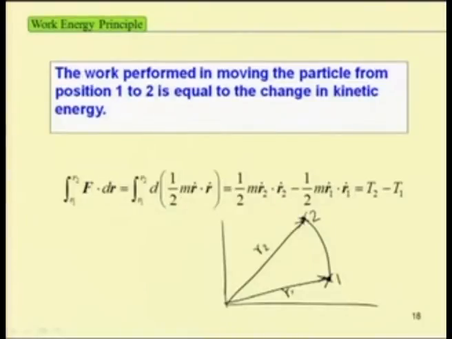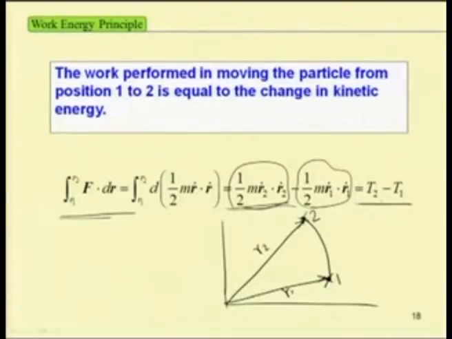This can be written as the integral of d of half m r dot dot r dot. This is equal to half m r dot squared at 2 minus half m r dot squared at 1, where this is the kinetic energy at position 2 and this is the kinetic energy at position 1. So, one can write the work energy principle: the work done in moving a particle from position 1 to 2 is equal to the change in its kinetic energy.